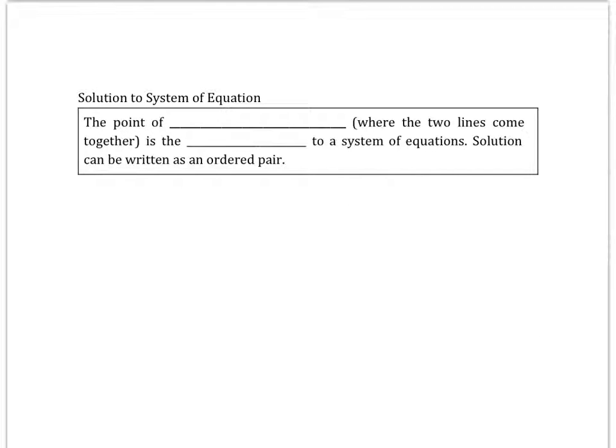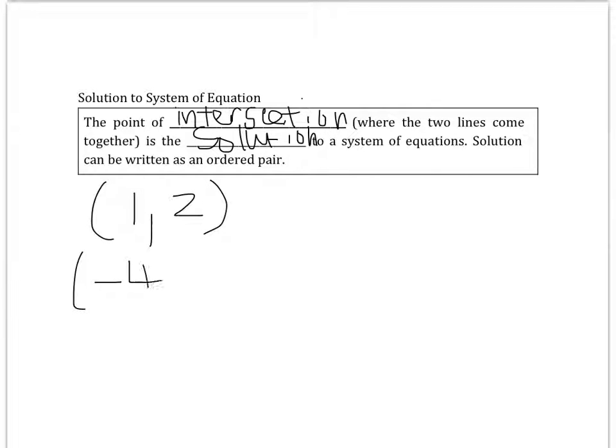So the main thing to know is that the point of intersection, where the two lines intersect or come together, is the solution to a system of equations. So the solution can be written as an ordered pair. Remember, an ordered pair is like 1, 2, -4, 3. Those are examples of ordered pairs. So you're going to have to figure out your x value and your y value.